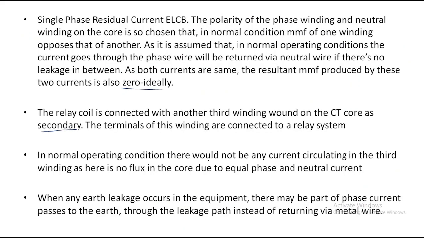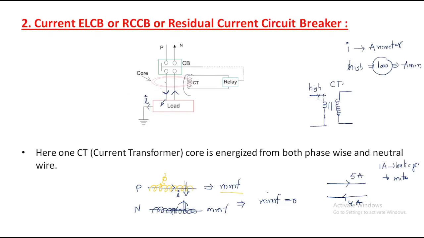Understand? When any leakage occurs in the equipment, part of the phase current passes through earth via the leakage path instead of returning via the metal wire. Then automatically a 1 amp current difference is there, and some MMF is induced into this CT. Whenever the CT gets some MMF, automatically a current will be induced in the CT. The CT will operate the relay, and the relay will operate the circuit breaker.